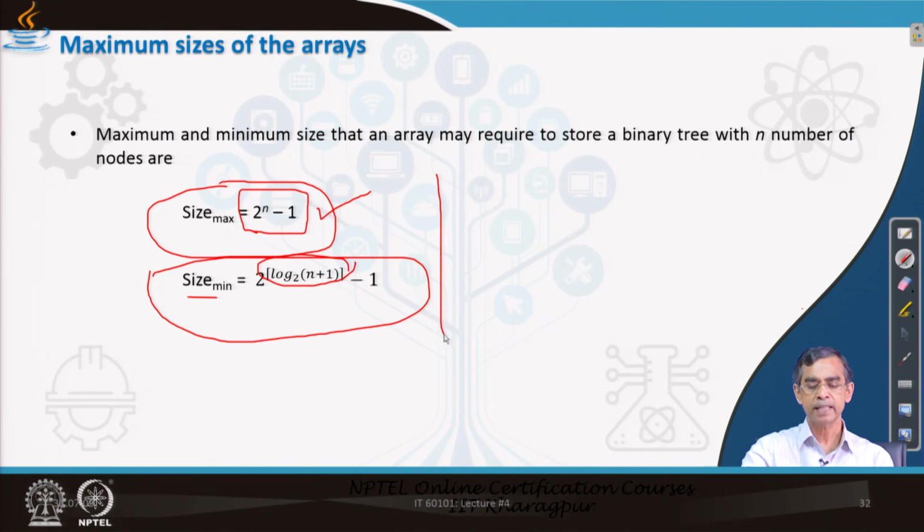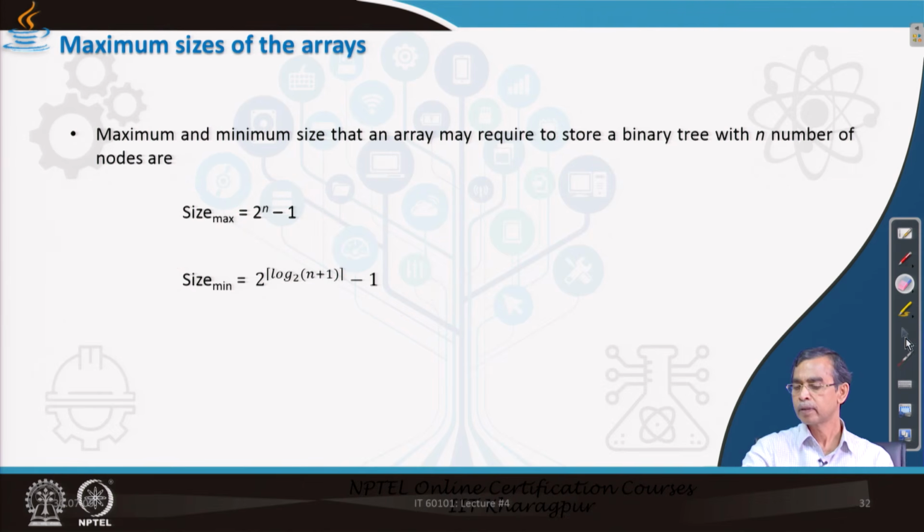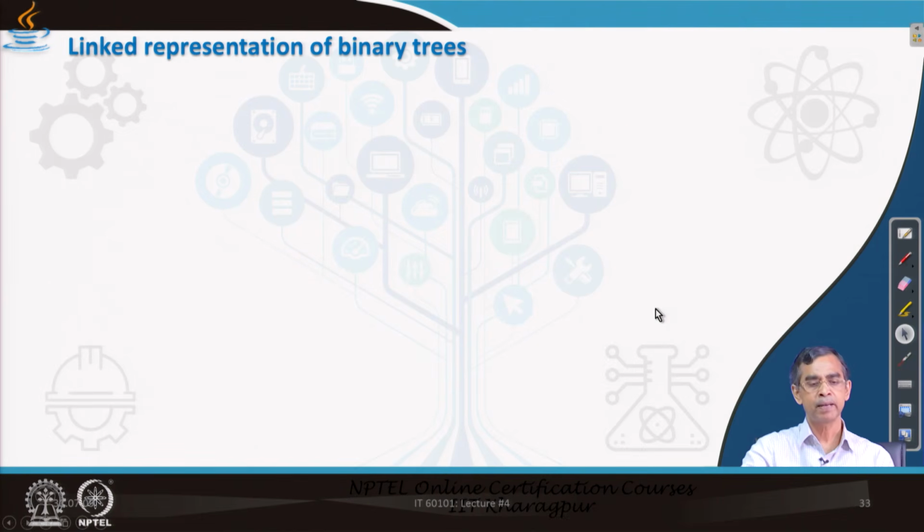So, this is the size of the array that is required to store a binary tree. Now, this is the maximum, and that is one advantage. There is a disadvantage: for a skew tree, storing it requires a huge array, although many locations of the array remain vacant. So these are the minimum and maximum sizes.